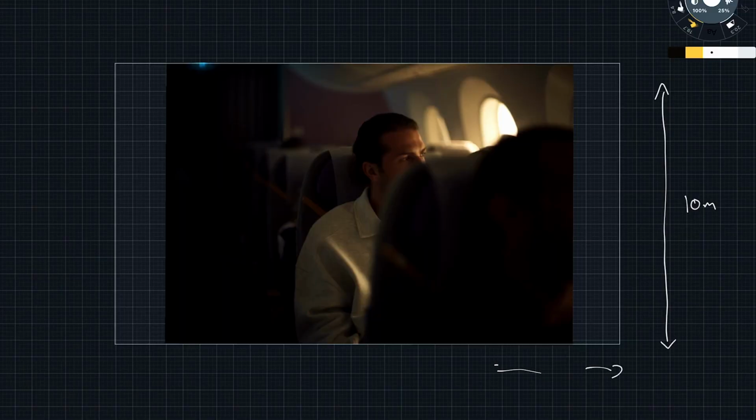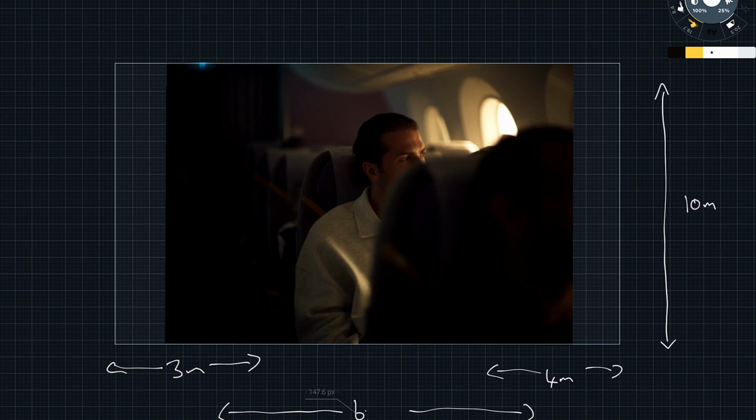And from my key side, the wall to the actual plane was about 4 meters. On my negative fill side, it was even less than that, probably like 3 meters. And the actual width of the whole plane was probably about 6 meters.